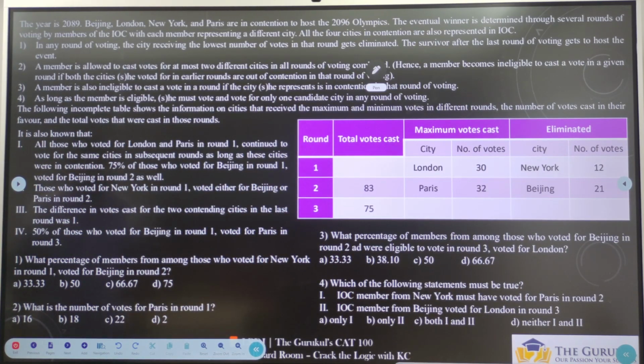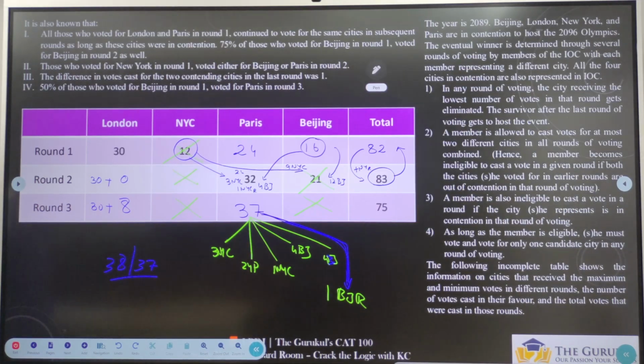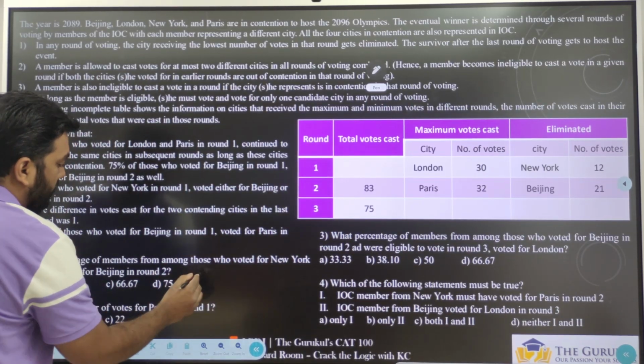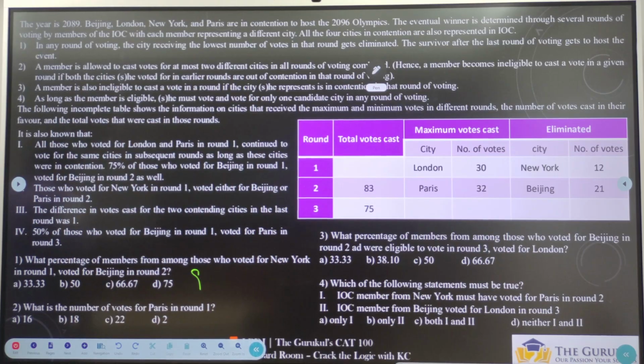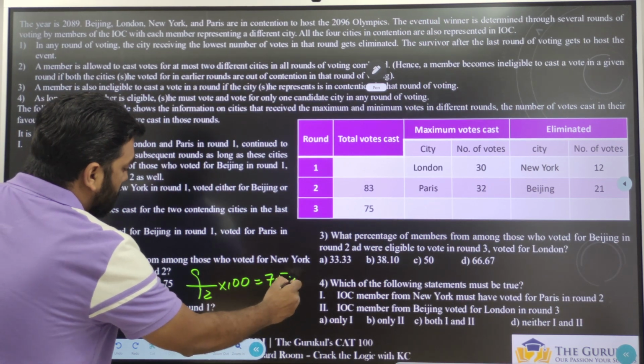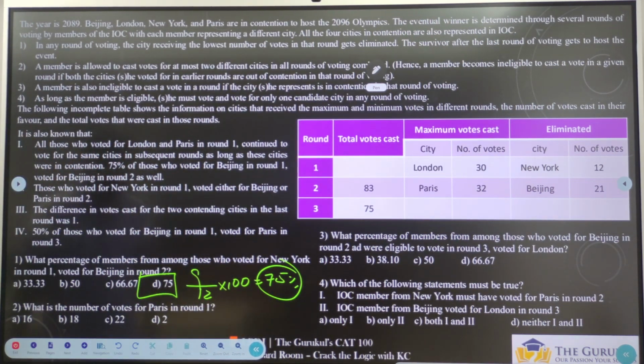Let's look at the questions. What percentage of the members among those who voted for New York City in round 1 voted for Beijing in round 2? New York City in round 1 are 12 members, out of which 9 people voted for Beijing. We want the percentage. So 9 out of total, how many are there? Quickly. Perfect. 9 out of 12. We want the percentage, which is equal to 75%. That is option D.